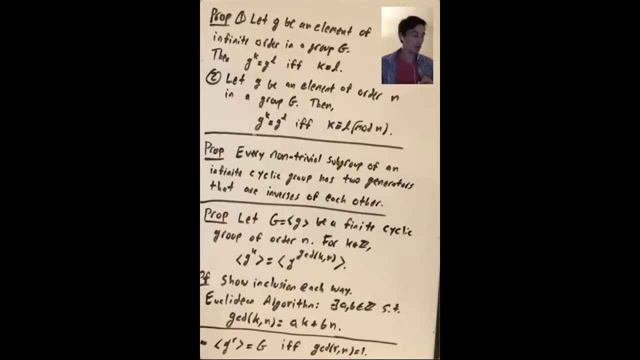For finite groups, let's say that G is a cyclic subgroup of order n generated by some element little g. If you take the subgroup generated by g to the k, that's the same thing as the subgroup generated by g to the greatest common divisor of k and n. Okay, how do you prove this one? This is a little more interesting.